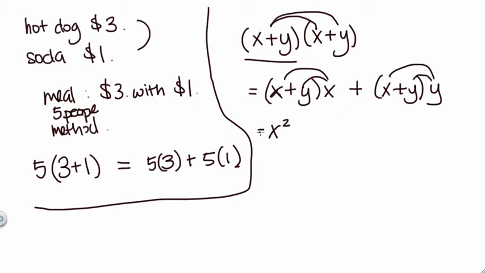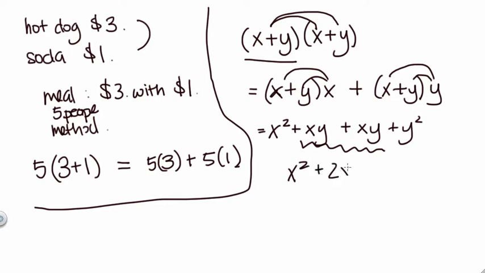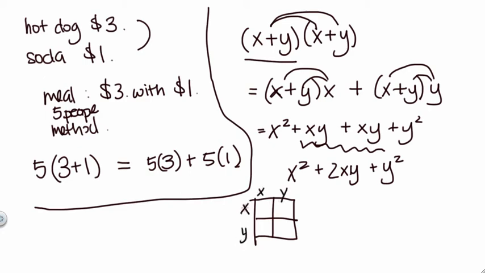So we get x squared plus xy plus xy plus y squared. Then you combine the like terms. These two are like, so we get x squared plus 2xy plus y squared. But that's not the only way. One of the methods that, hopefully, you've seen in 103 is the box method, or you can call it the area method, right?